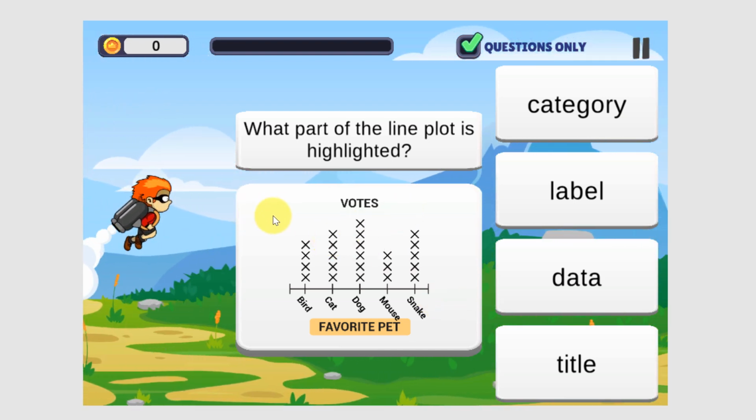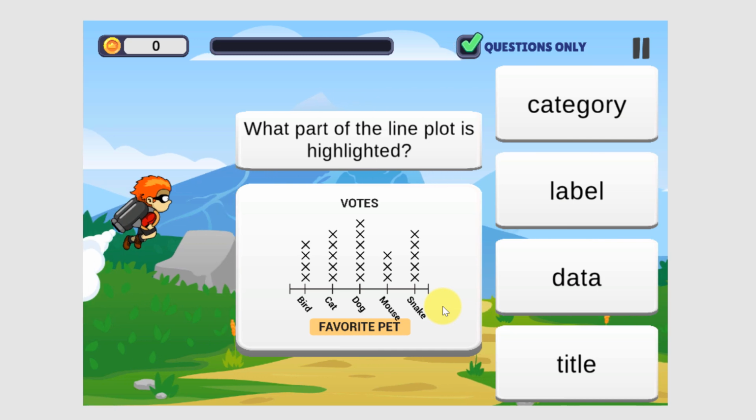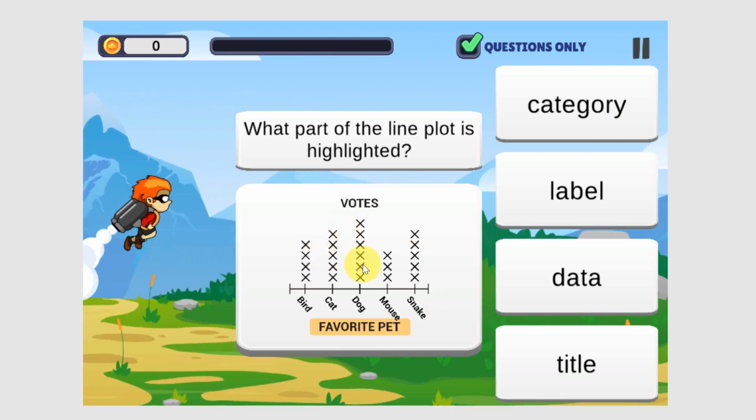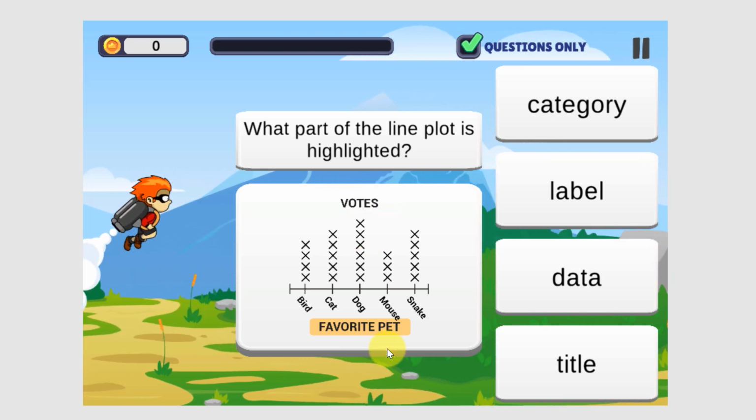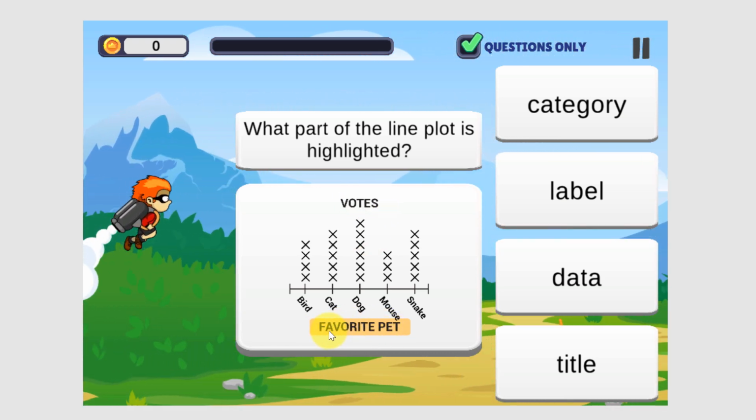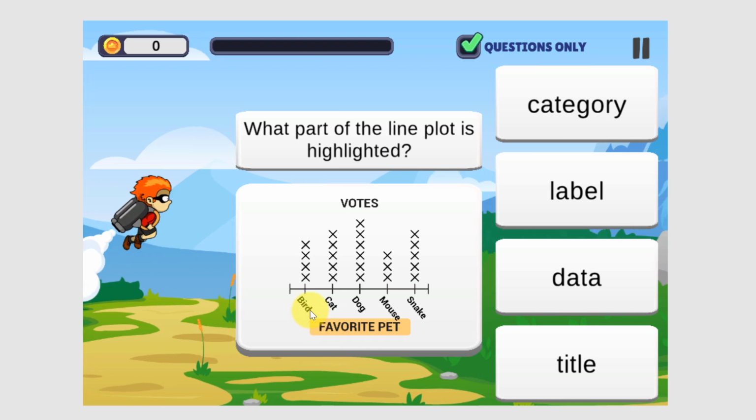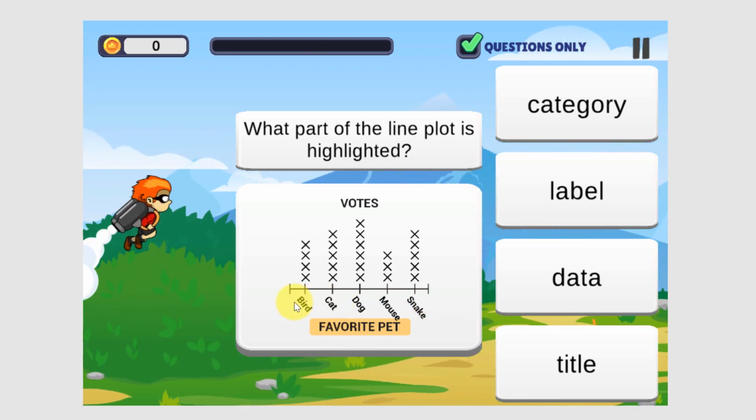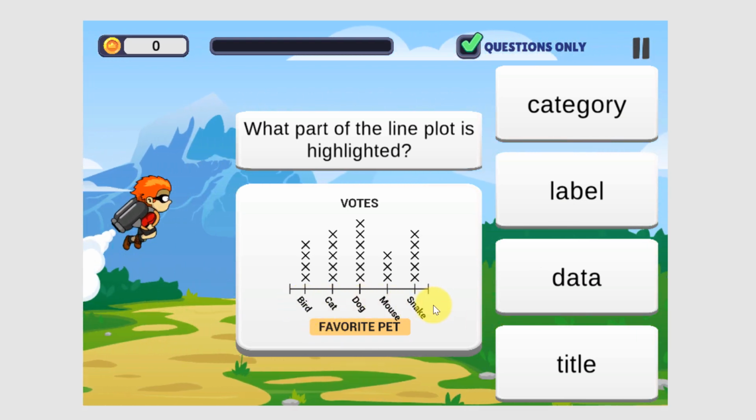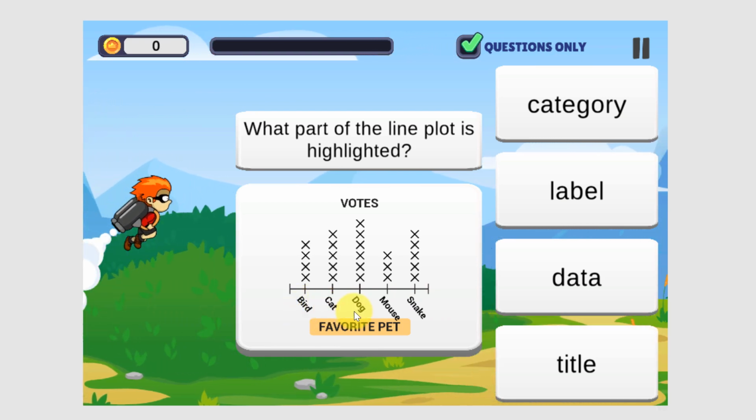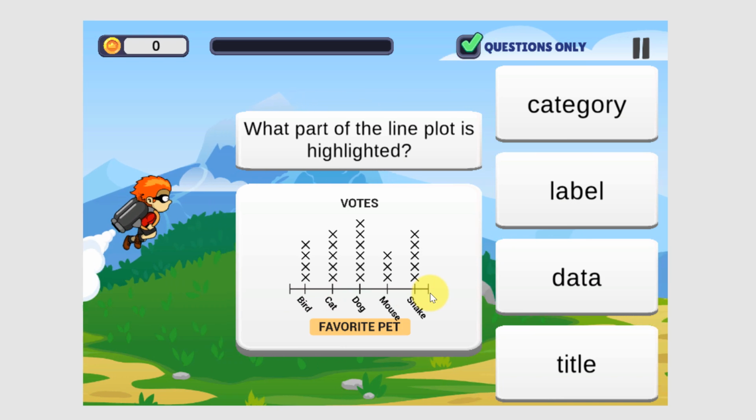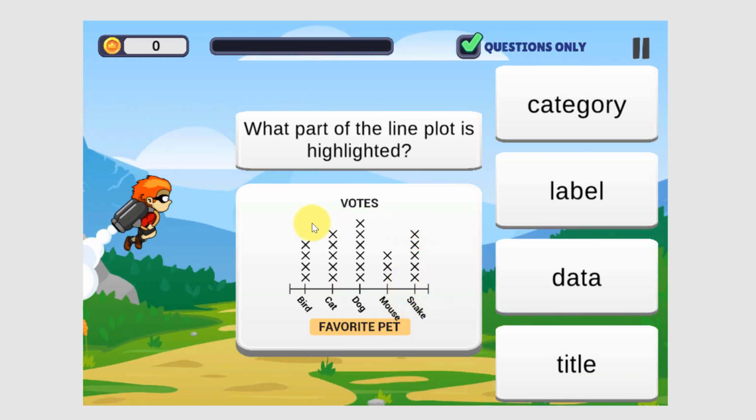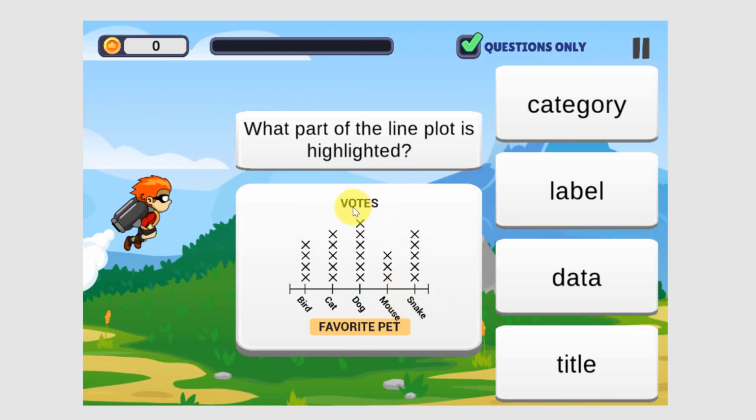Now, a line plot, that's the name of this type of chart, has different parts to it. We have the title on top, and we have the label, which gives us more information on this area here, which is called a category. So bird, cat, dog, mouse, and snake, that's the category, and it's shown on a line here. And all these X's represent one vote, because that's what we're counting is votes.